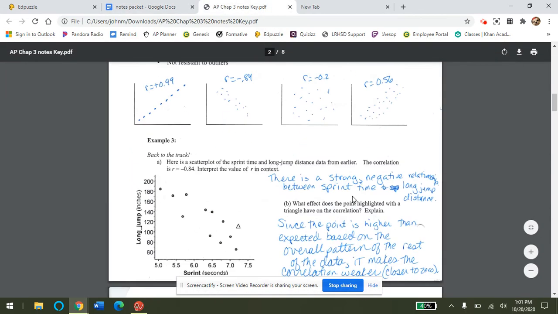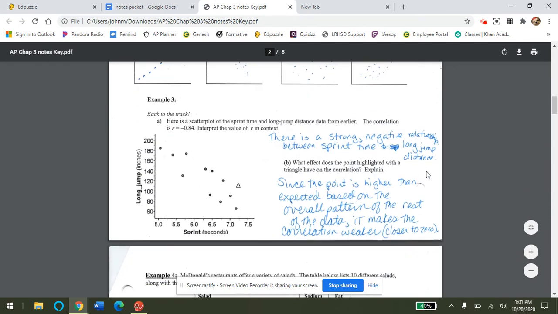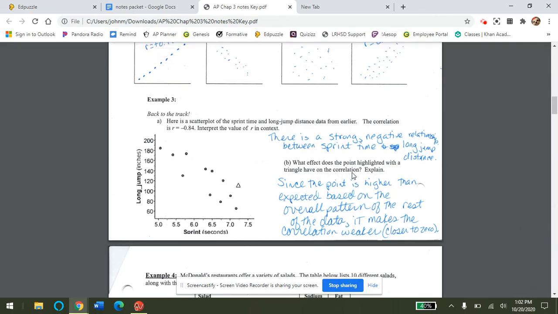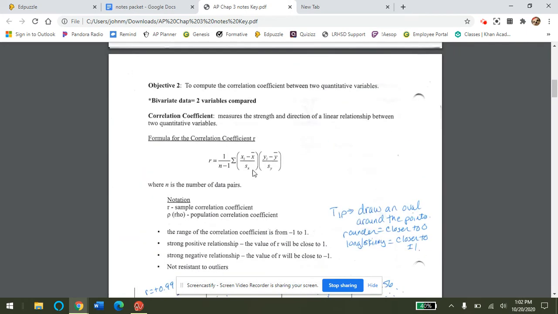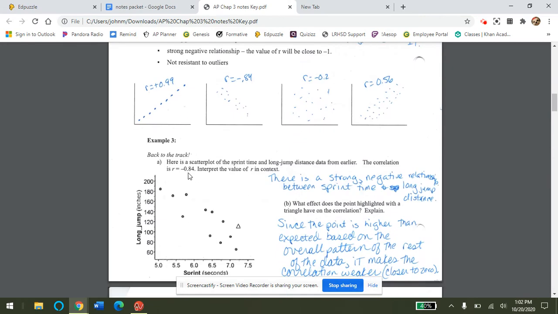So the way I described it is here. I said, since the point is higher than expected on the overall pattern of the rest of the data, that makes the correlation weaker or closer to zero. The relationship it has with a correlation is the same as saying the correlation coefficient. Correlation is relationship. How are they related to each other? Now, you might be saying, okay, Ms. McMichael, if you said we can skip this formula, are they always just going to give us this number?